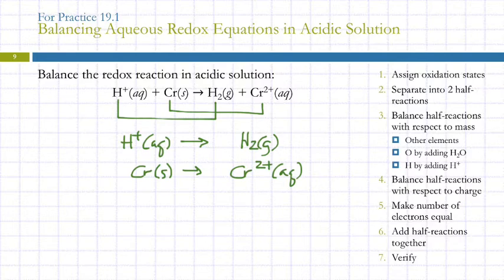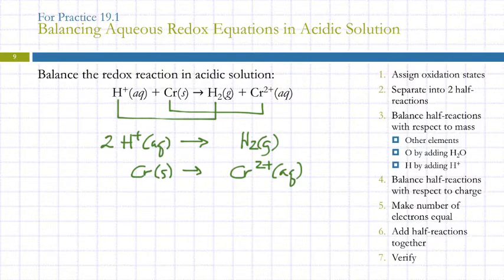Balance with respect to mass. Well, there's no other elements besides hydrogen, so we'll just do the hydrogens. There's 2 hydrogens here, and there's only 1 there. So if I put a coefficient of 2 in front of H+, then I've got the right number. And the second equation is already balanced with respect to mass.